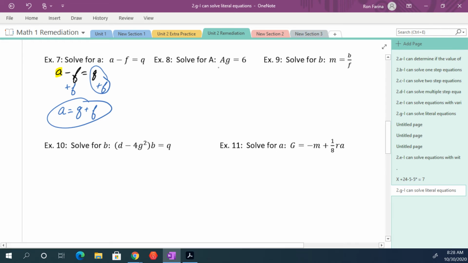Now, looking at the next one, AG equals 6, and they want us to solve for A. Well, what operation are A and G linked by? Multiplication. How do I undo multiplication? Division. So what do I have to get rid of? G, which means I'm going to divide both sides by G, and I would get A equals 6 over G.